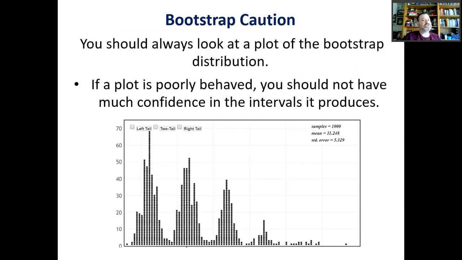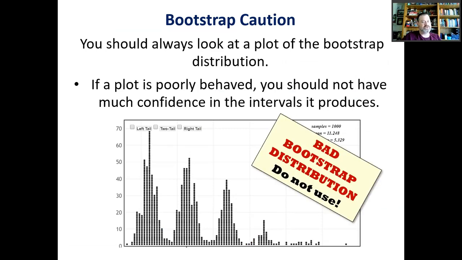And last thing, bootstrap caution. You should always look at the plot of the bootstrap distribution. If a plot is poorly behaved, you should not have much confidence in the intervals it produces. So this is a bad bootstrap distribution. You should not use this. It should be symmetric and bell-shaped to use the 95% rule, and to use percentiles, it needs to just be symmetric. This is clearly not symmetric. You would never want to use this bootstrap distribution to learn anything about the population.